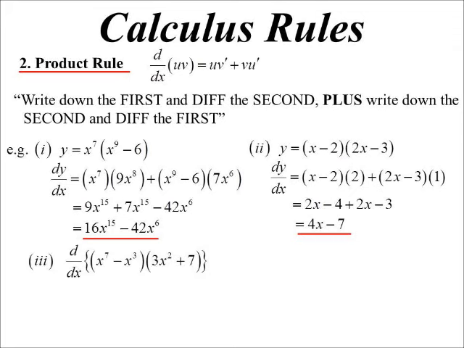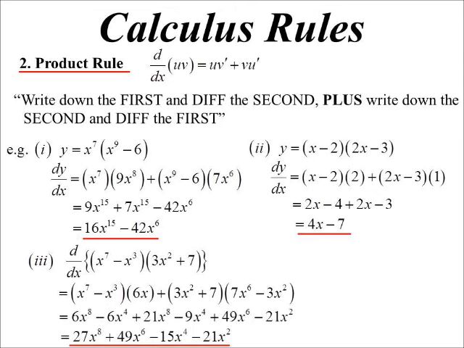Using this notation, all that means is differentiate what's inside the bracket. So we're saying differentiate this whole function with respect to x. If I use this notation, I just simply go equals, because I'm saying the derivative of all of this is, write down the first, x to the 7 minus x cubed, diff the second, 6x, plus write down the second, 3x squared plus 7, diff the first, 7x to the 6 minus 3x squared. Expand all that out, tidy up, and we have an answer. Still probably quicker just to expand that out, to be honest.